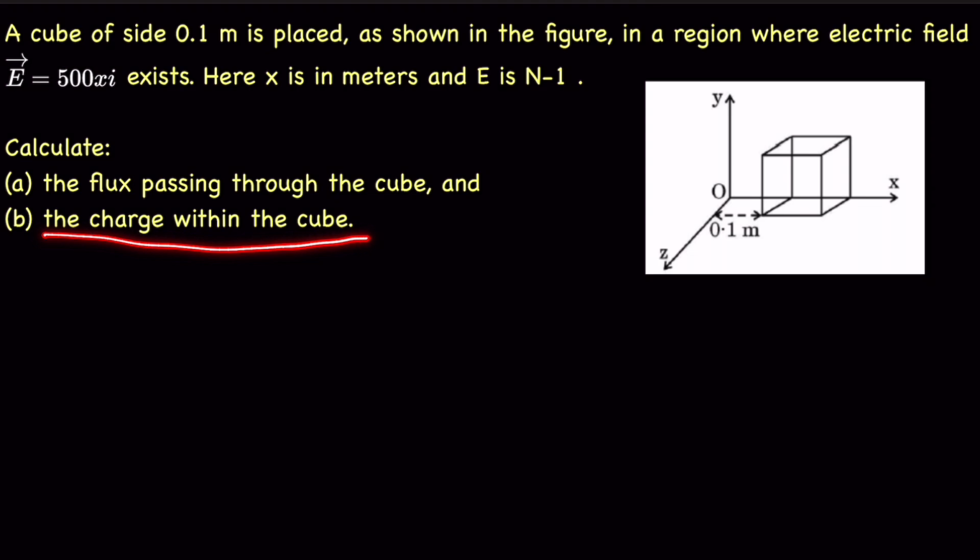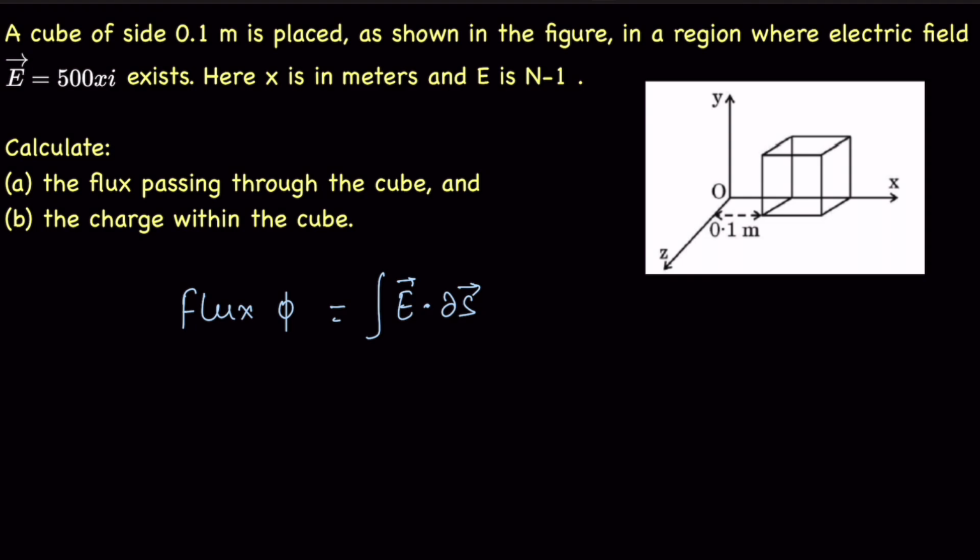So as we know that flux can be represented as phi, it's equal to E dot ds. So E is the electric field and ds is the surface vector. So if the electric field is on the x-axis, because it is i cap, we can make the direction of the electric field in the positive of the x-axis.